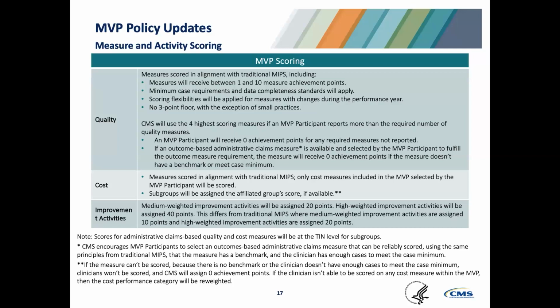For cost, measures, again, are scored in alignment with traditional MIPS. Only cost measures included in the MVP selected by the MVP participant will be scored, and subgroups will be assigned the affiliated group score, if applicable. For improvement activities, the medium-weighted improvement activities will be assigned 20 points. High-weighted improvement activities will be assigned 40 points. This differs from traditional MIPS, where medium-weighted improvement activities are assigned 10 points and high-weighted improvement activities are assigned 20 points.